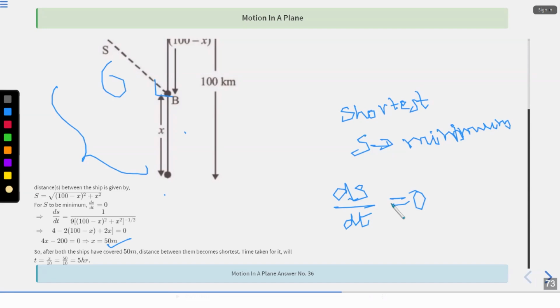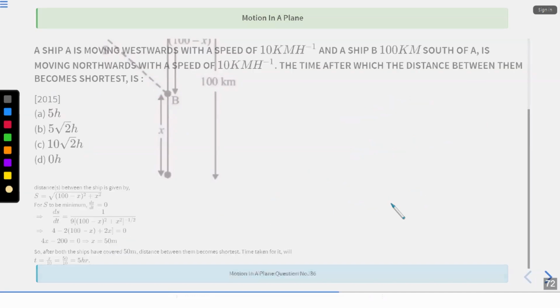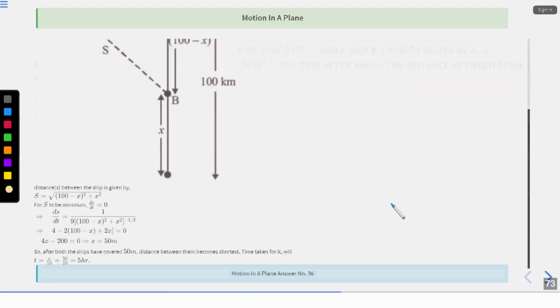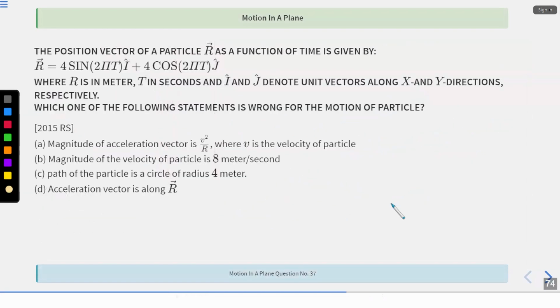So the time taken would be t is equal to x by 10. So x over here is 50. So 50 by 10, that is 5 hours. And that is option A. Okay. Let's move on to the next question.